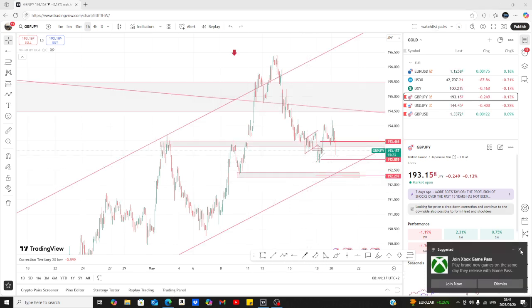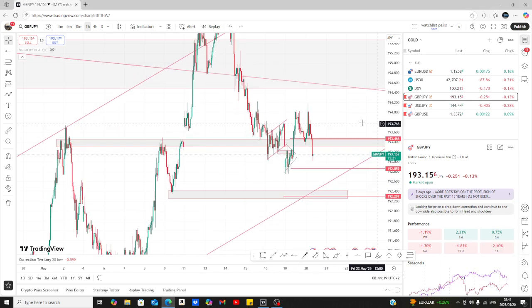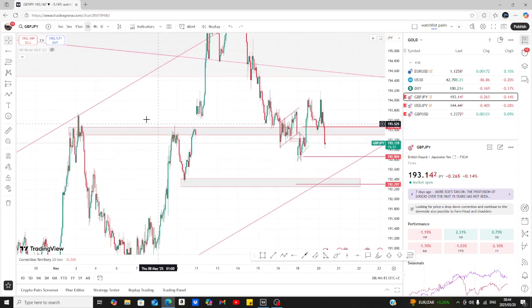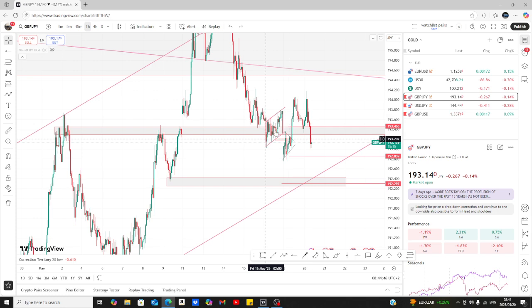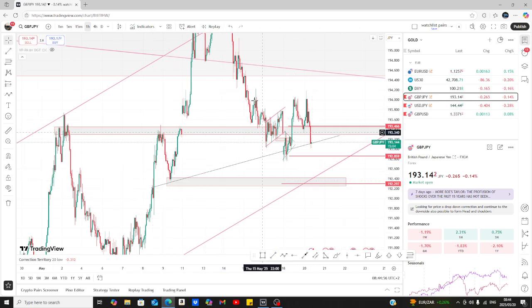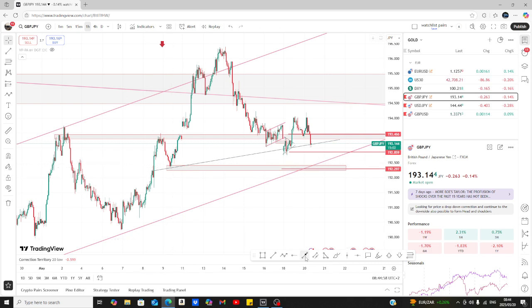Okay, GBP JPY, very interesting. Price previously, I noted this key structure. Price did break below. What happened is it actually shot to the upside, and now if you look, this looks more like a head and shoulder pattern, with this being the shoulder and this being now the neckline.